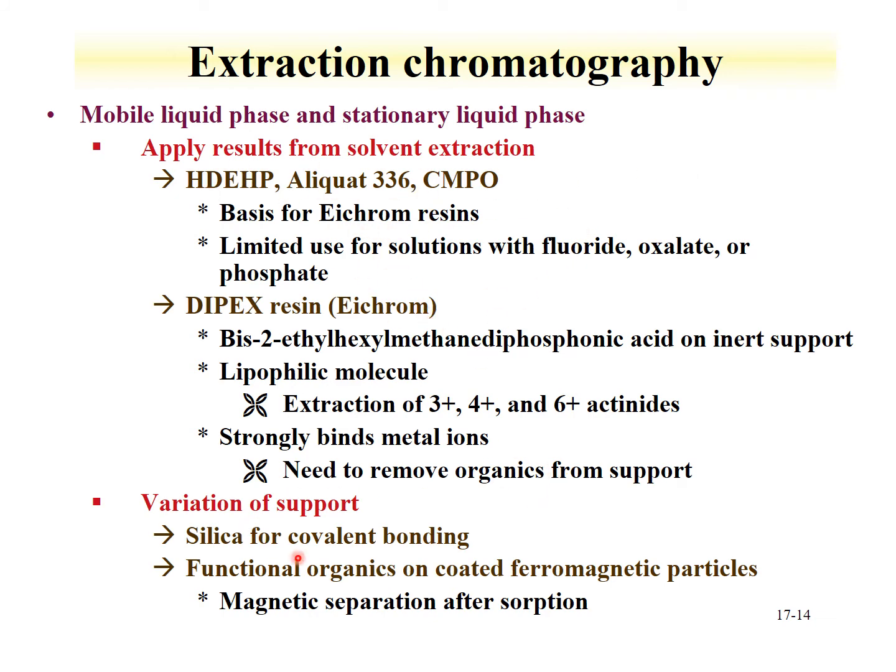One can also covalently bond molecules to silica, and then some of these sites that it can be covalently bonded, you can coat the particles to have ferromagnetic properties. So after separation, you can use a magnetic field to separate the resins. You can pull out the resins from the solution, thereby separating out any extracted americium.